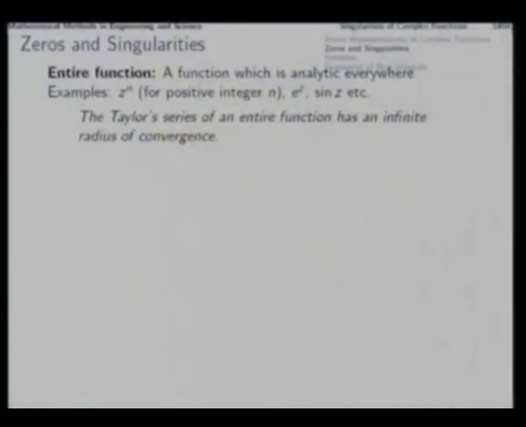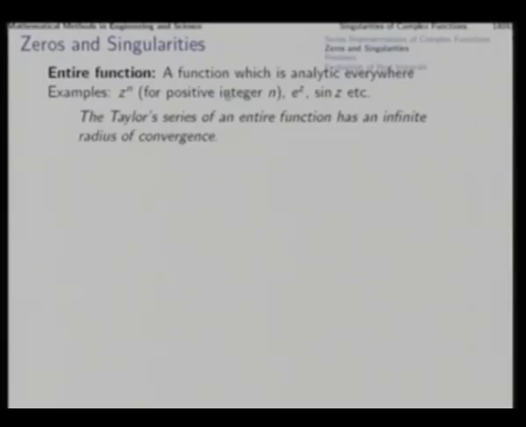A function which is analytic everywhere is called an entire function. Examples, there are quite a few examples: z to the power n for positive integer n, the exponential function, the sine function, etc. These are entire functions, that is, they are analytic everywhere.